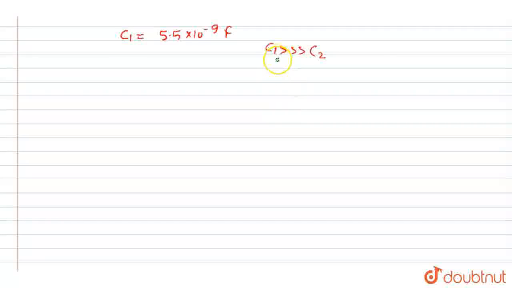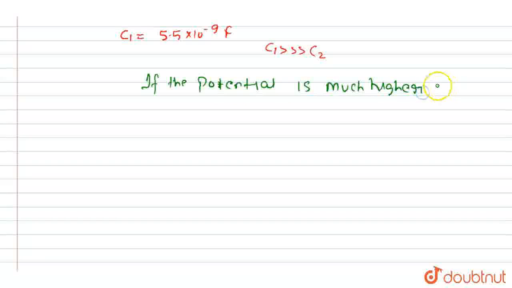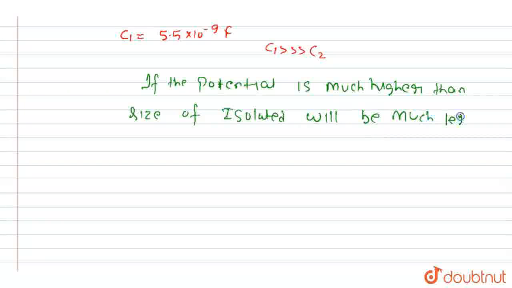So from here we can say the capacitance of the isolated sphere will be much lesser compared to the given configuration. So we can say the potential will be much higher. So if the potential is much higher, then the size of the isolated sphere will be much lesser.